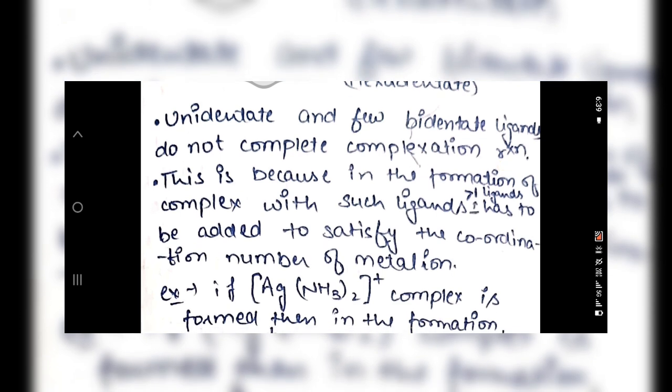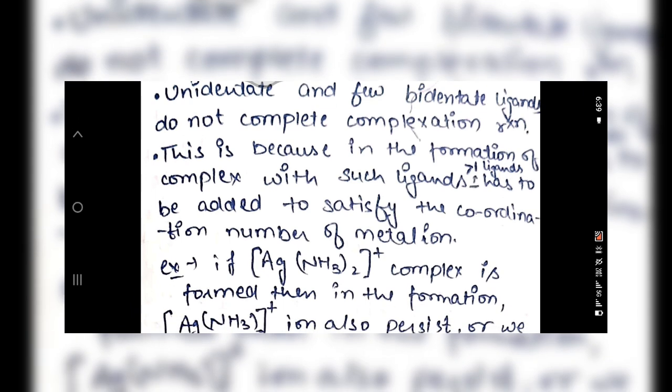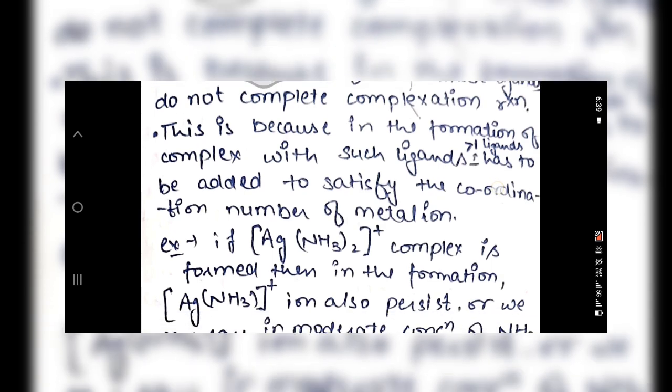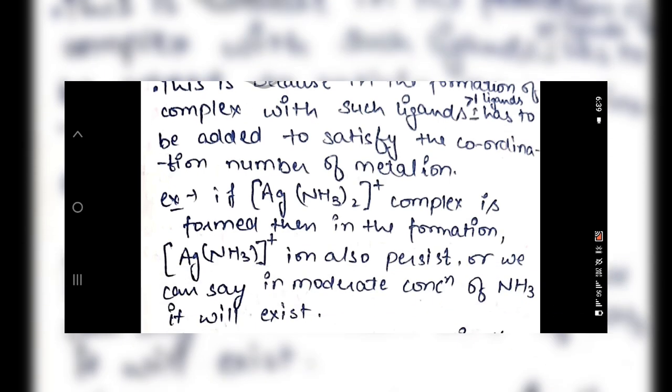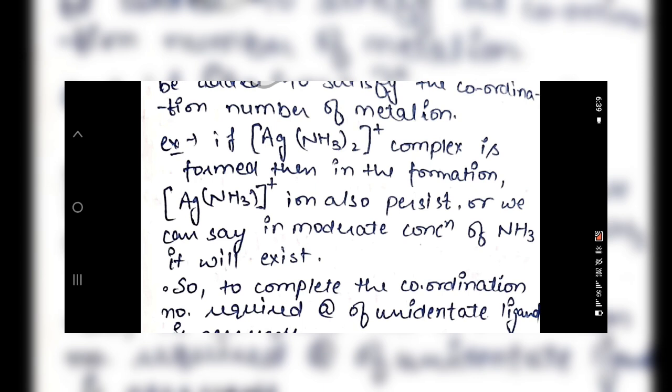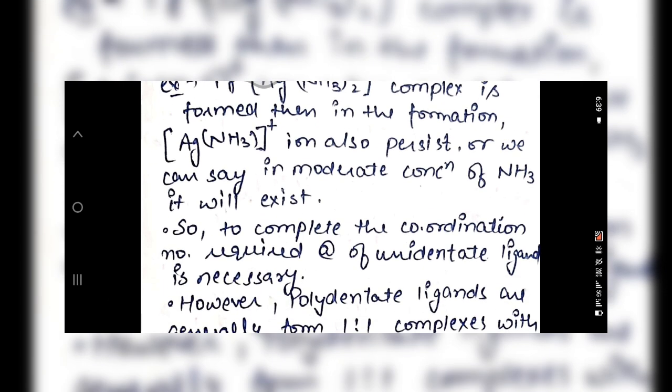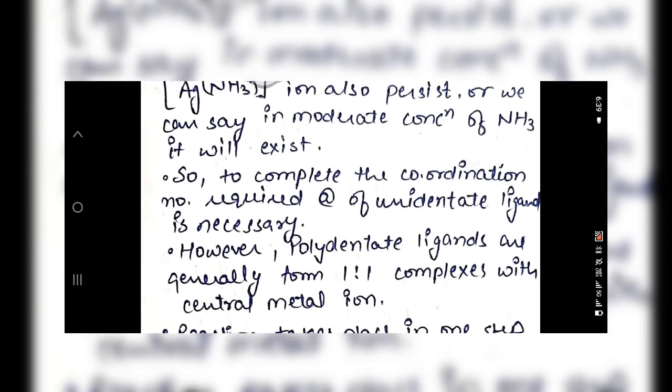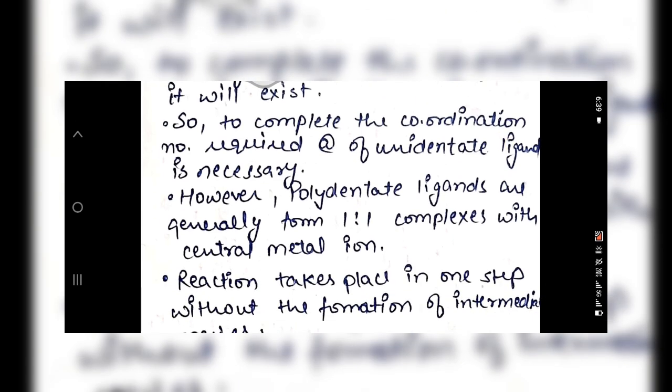This is because in the formation of complex with such ligands, more than one ligand has to be added to satisfy the coordination number of the metal ion. For example, if Ag(NH3)2+ complex is formed, then in the formation Ag(NH3)+ ion will also persist. Or we can say in the moderate concentration of NH3, Ag(NH3)+ will exist. So, to complete the coordination number, required amount of unidentate ligand is necessary.